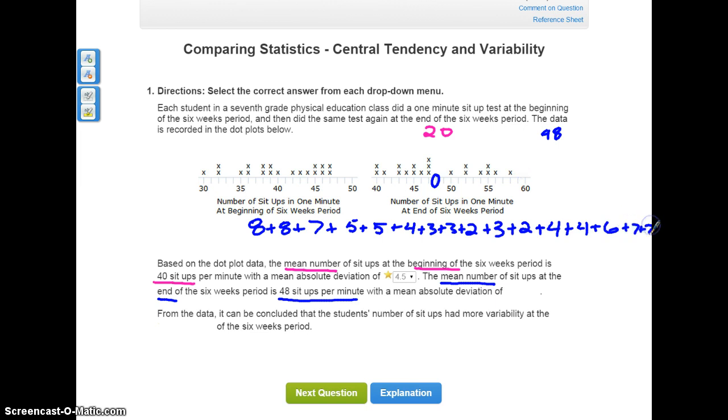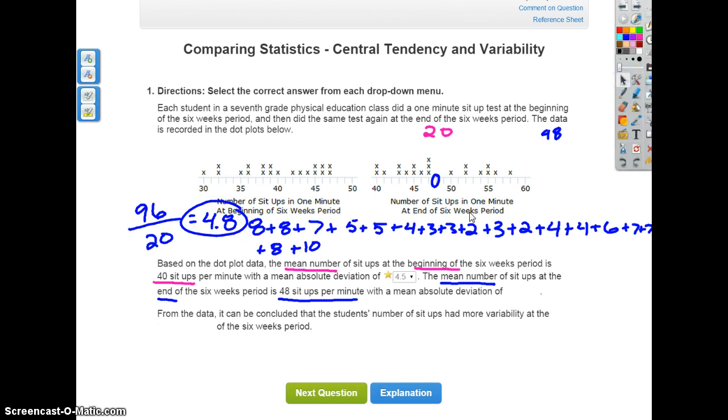I have 2 7s over here. I ran out of room, so I have a plus 8. And then at the top up here, I have a plus 10. When I added all of these together, I got a total of 96. So that total, I have to divide by the total number of x's up here, which was 20. So 96 divided by 20 is 4.8, and that is my mean absolute deviation of the second set of data.